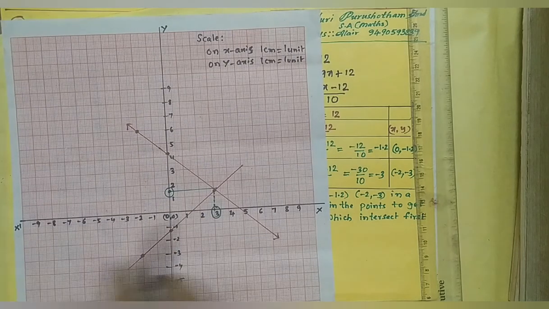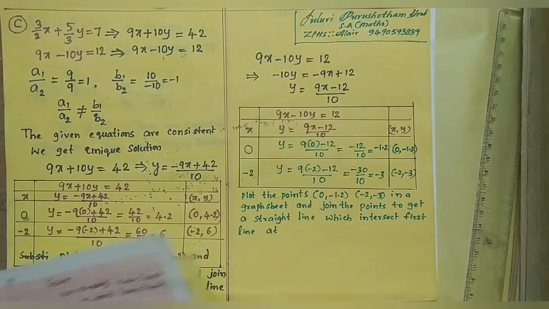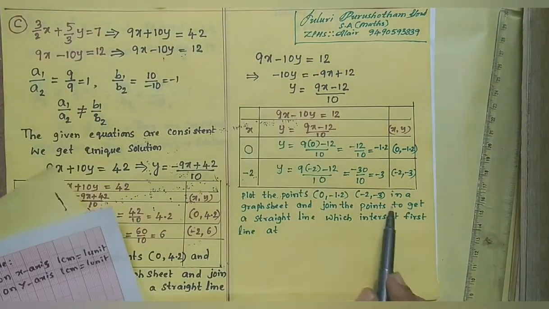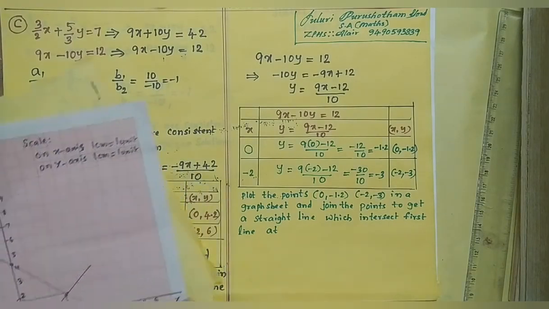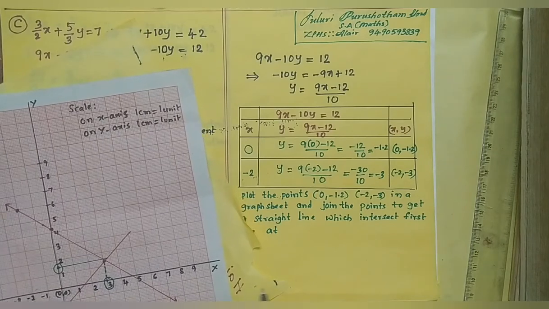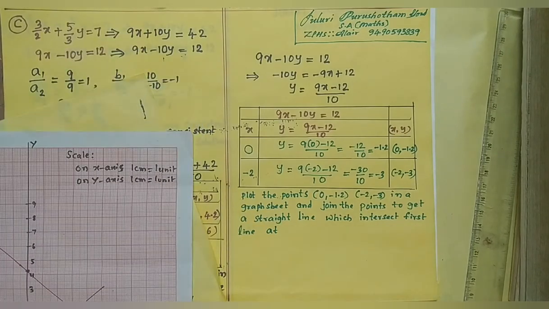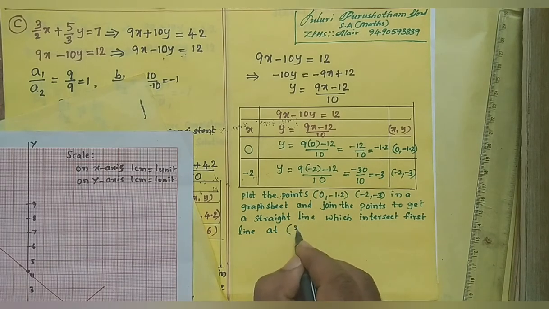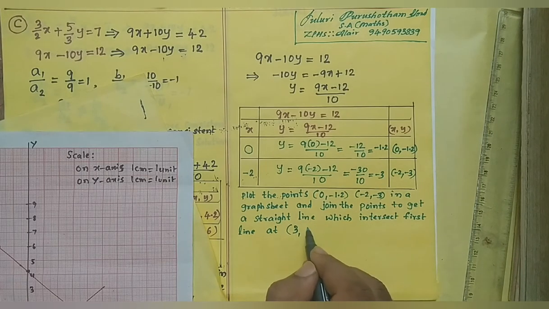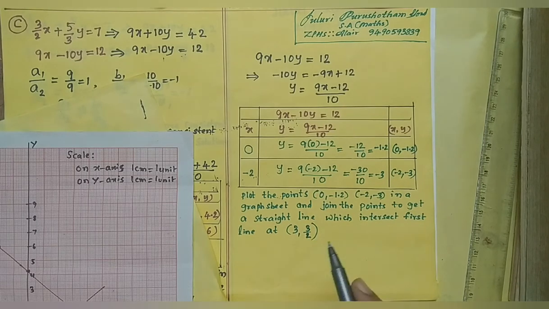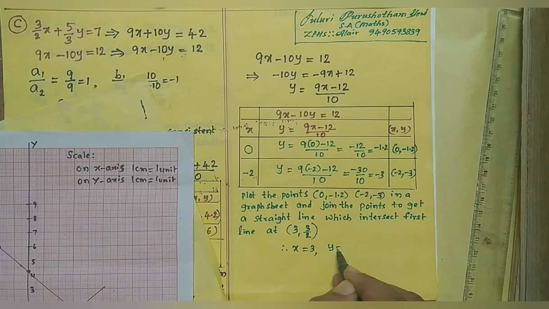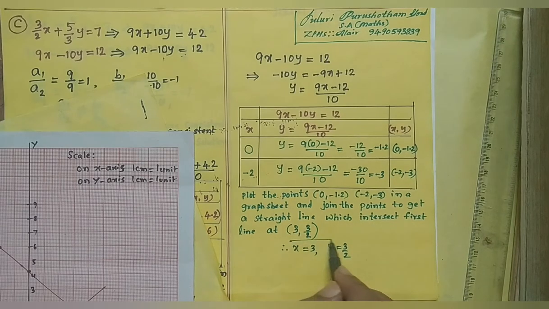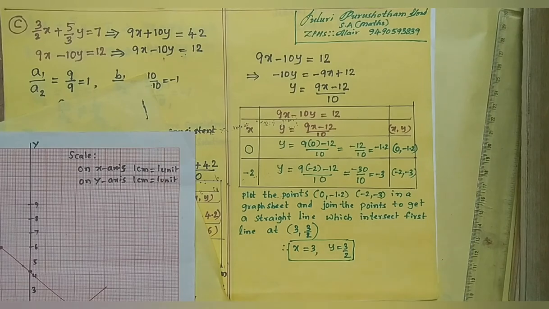So you have to write here: plot the points in a graph sheet and join the points to get a straight line which intersects the first line at 3 comma 1.5. 1.5 is nothing but 3 by 2. So 3 comma 3 by 2. Therefore x is equal to 3 and y is equal to 3 by 2. These are the solutions for this equation.